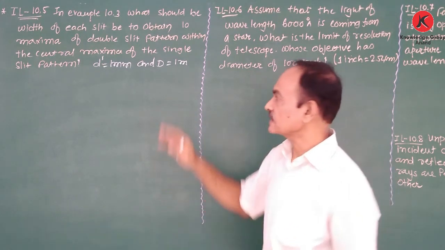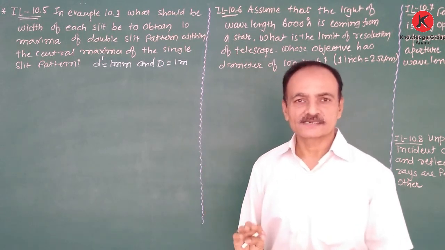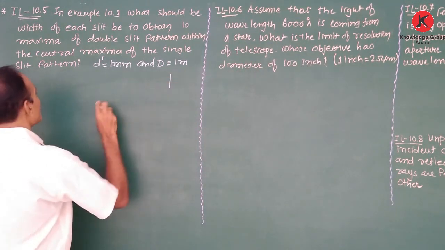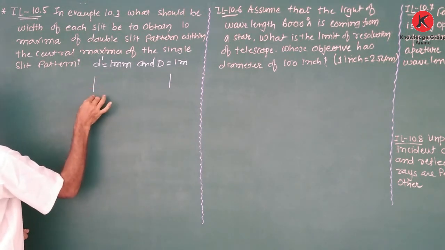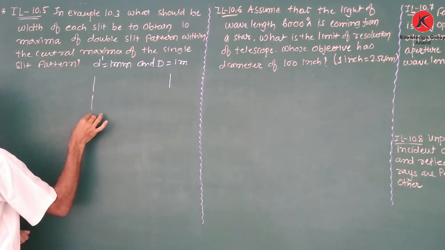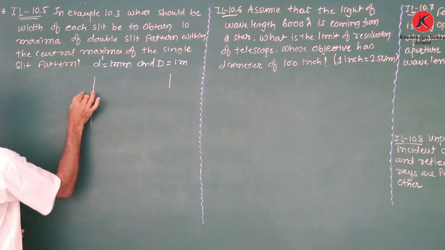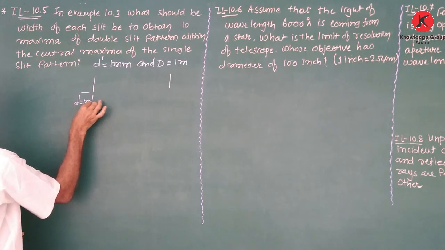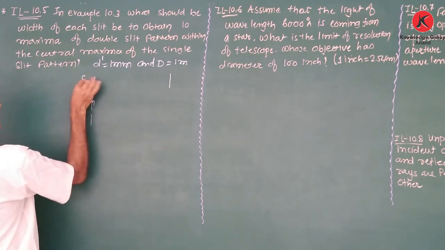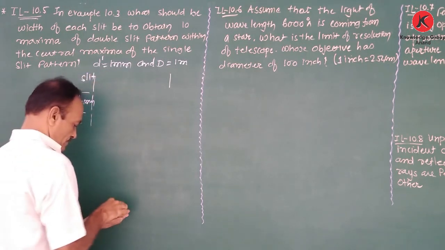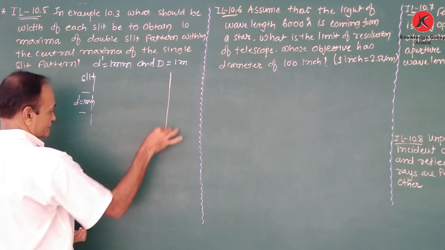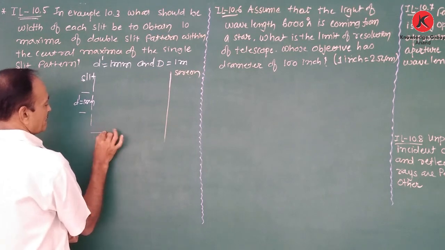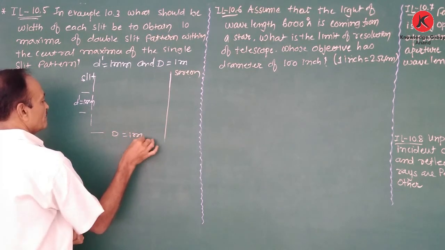For that purpose, first we simplify the question. In the question, what is given? In Young's double slit experiment, the width is given, that is d dash is 1 millimeter. The distance between the slit and the screen is given, this separation capital D is equal to 1 meter.